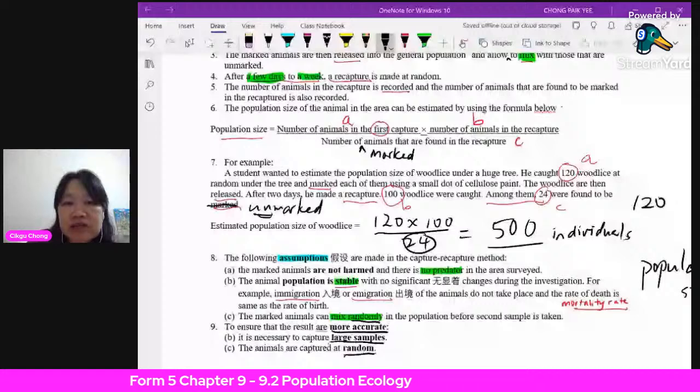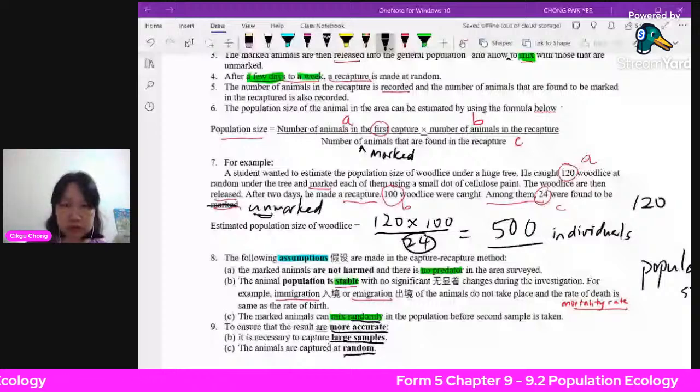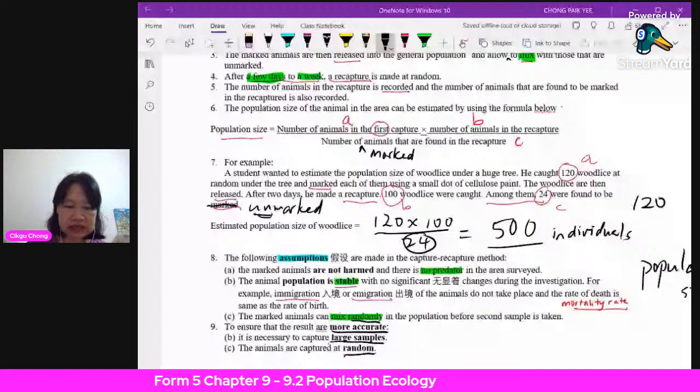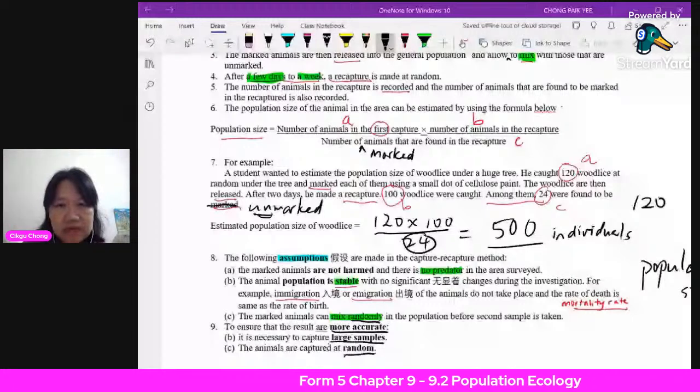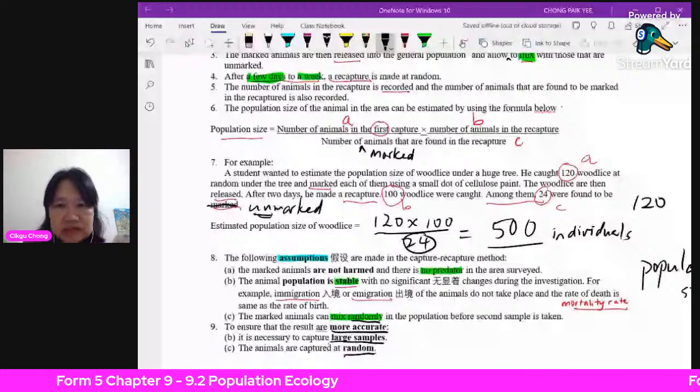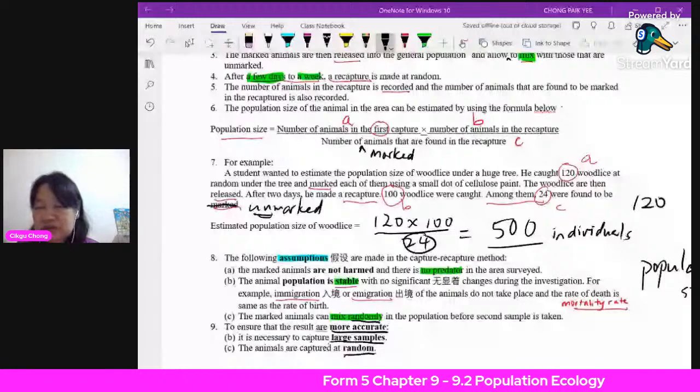Okay, 120 times 100 divided by 76. Now, what answer are you going to get? You're going to get a fraction, right? Now, do I put it in fraction? Do I put it in decimal or not? 157.89 individuals. Does it make sense to have a fraction of an individual? Or does it make sense to have a decimal of an individual?